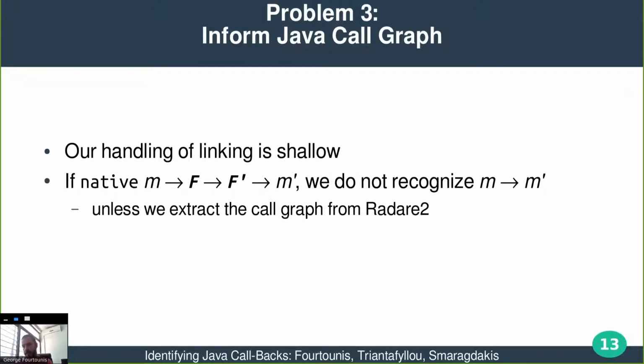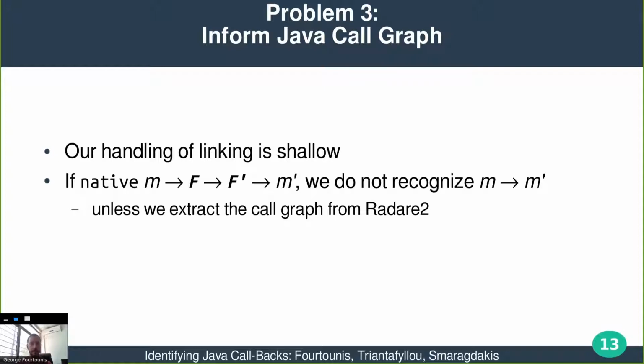This handling of linking is shallow. If a native method in Java calls the native library, then the native library makes calls inside the native code and eventually calls back another Java method. We don't form an edge from the start Java method to the final Java method. We could if we processed the call graph from Radar 2, but we're trying to be lightweight, so this case will be missed.